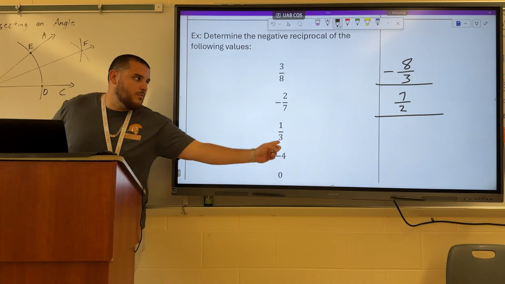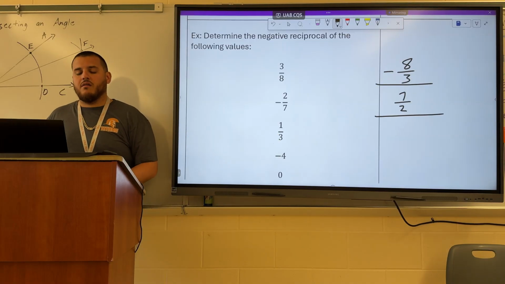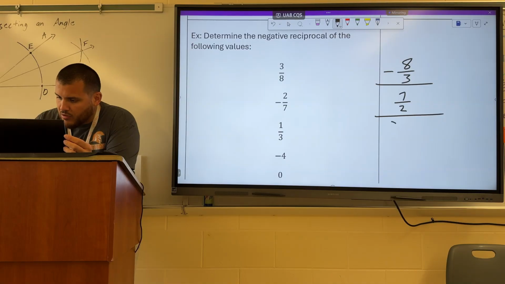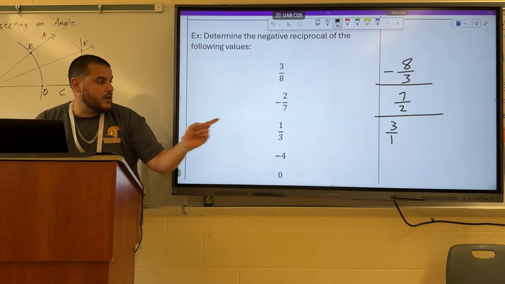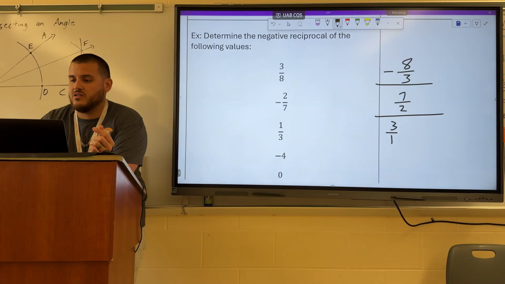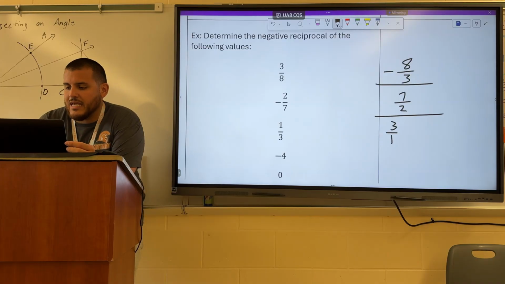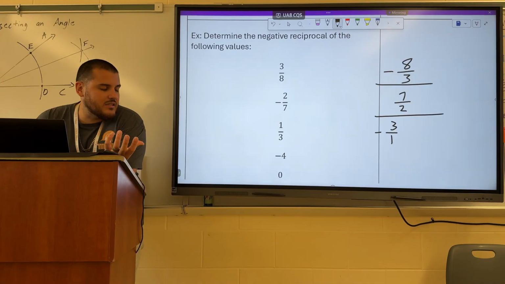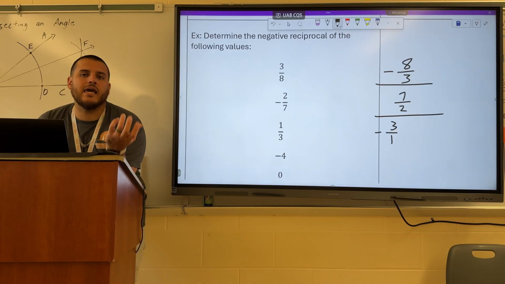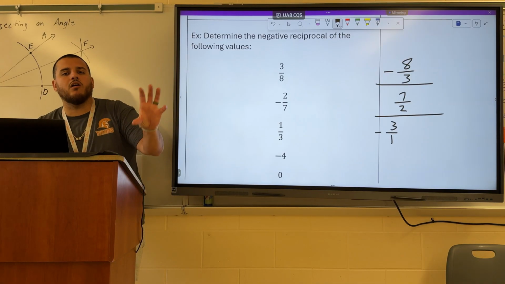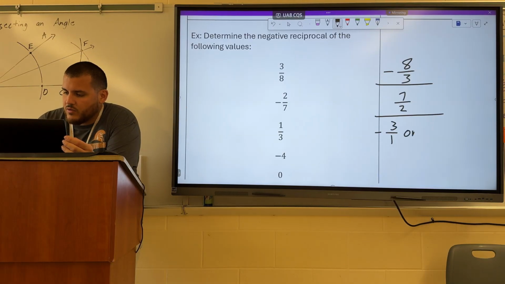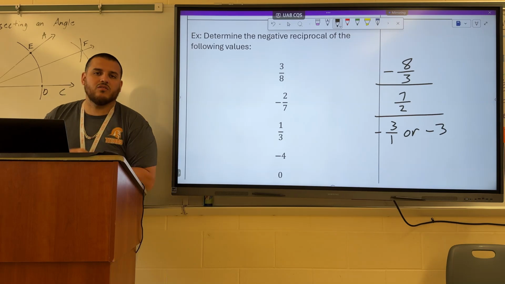Our next slope is positive 1/3. So again, we are going to flip that. We're going to end up with 3/1, and we're going to go from positive to a changed sign, which would make it negative. Okay, and then here's an important thing. We will oftentimes get negative reciprocals that, even though they're written as fractions, can also just be whole numbers. So negative 3 divided by 1, we could also just write that as negative 3.